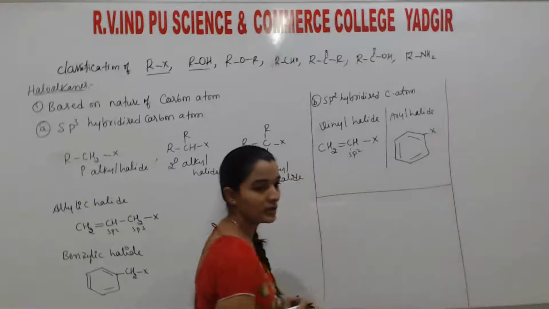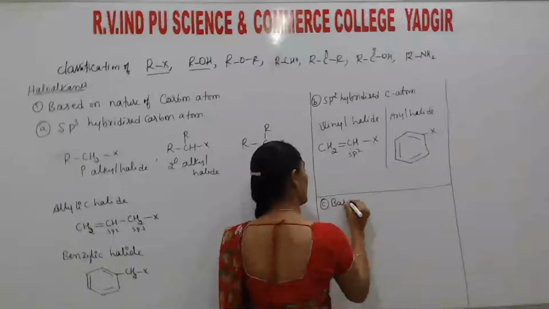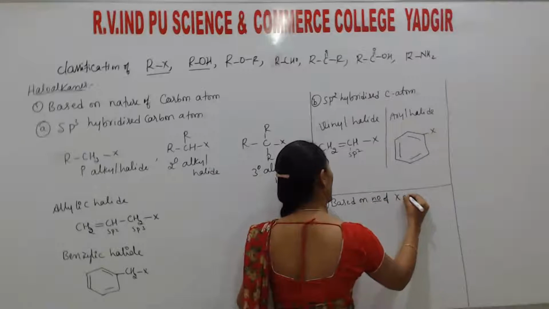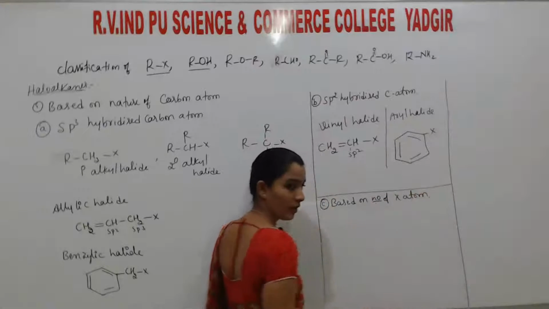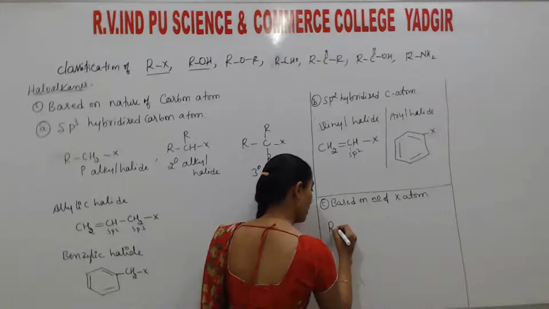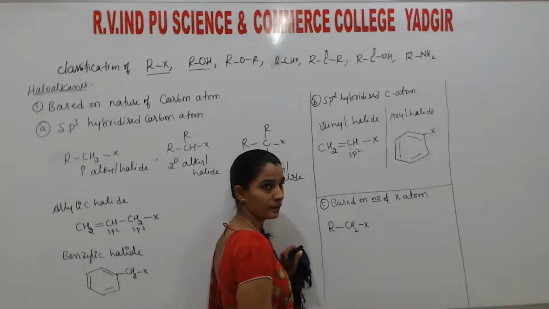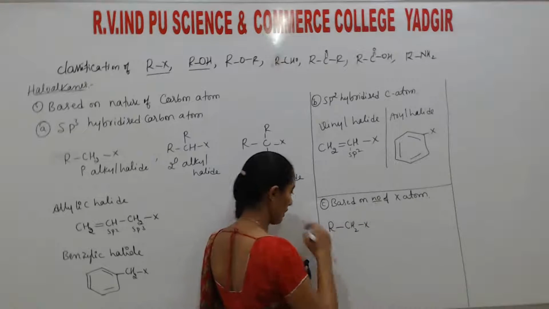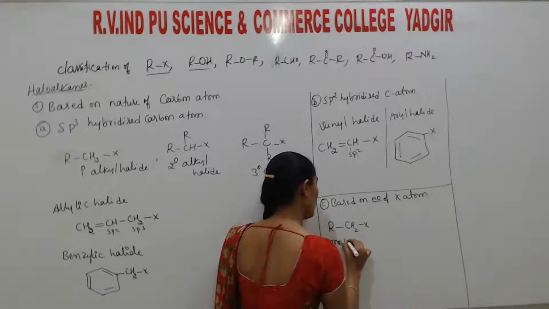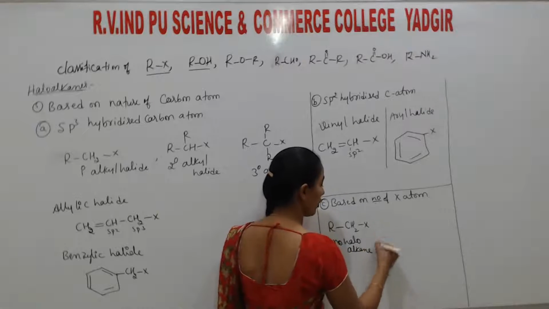So another one is there, students, classification. The third one, based on number of halogen atoms. For example, if it is like this, RCH2X, that is monohaloalkane, or simply we take haloalkane.